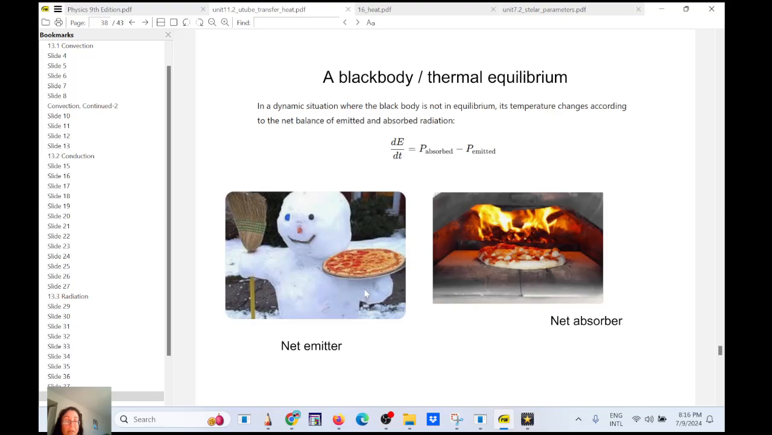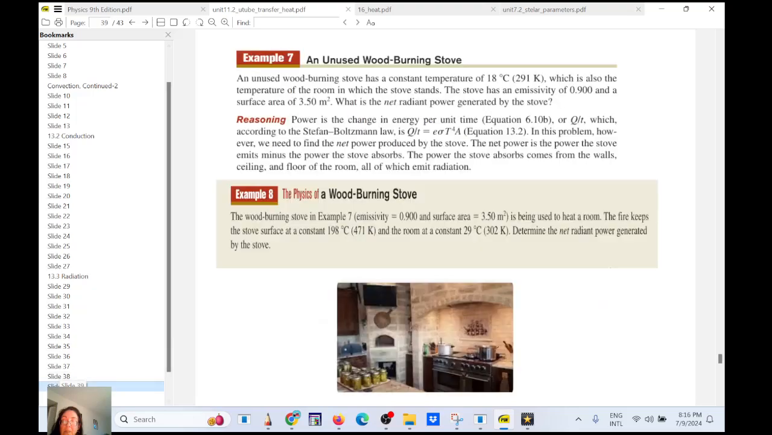So in that case, before it's totally cooked and very hot, you place it in the oven and now it's a net absorber, right? So when a black body is not in thermal equilibrium, it means it does not have the same temperature as its surroundings. Then you can find the net power, right? So you take the power absorbed minus the power emitted. This is an example in your textbook, which is a nice example. So you can pause the video.